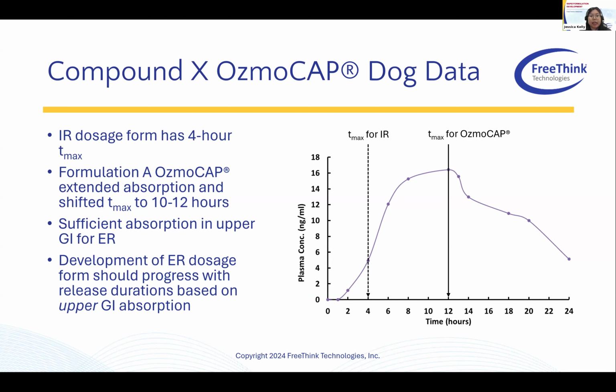release formulation. And also, in data not shown here, formulation B was also dosed into dogs and we found that there was little to no absorption in the lower GI tract. So with this information, we can tell that we should develop an extended release dosage form with release durations that are based on upper GI absorption.